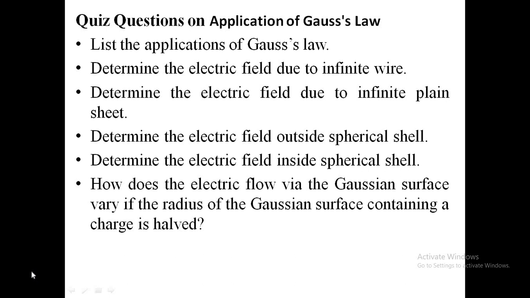How does the electric flux via the Gaussian surface vary if the radius of the Gaussian surface containing a charge is r?